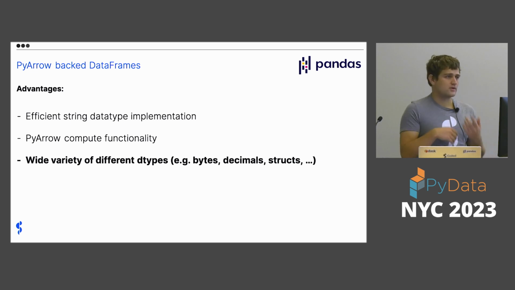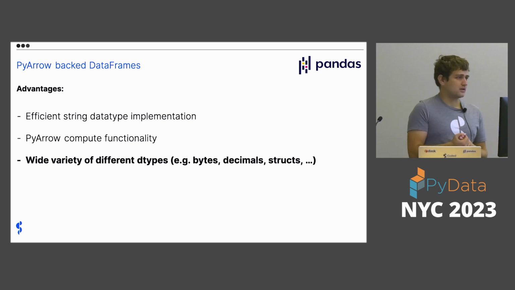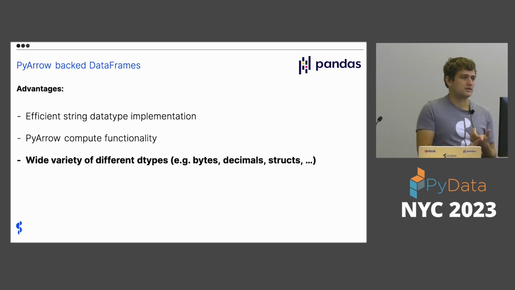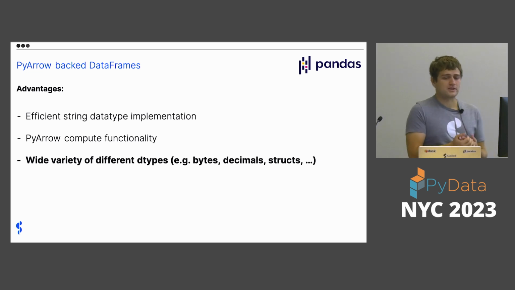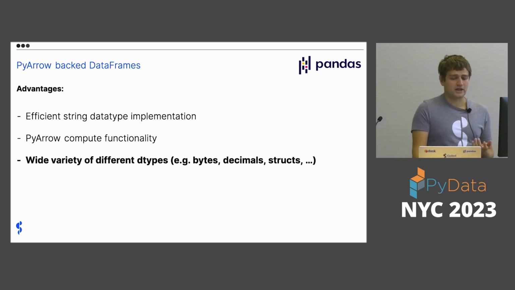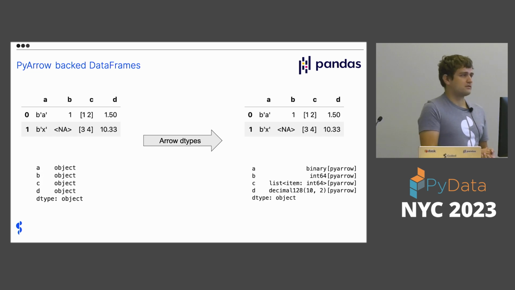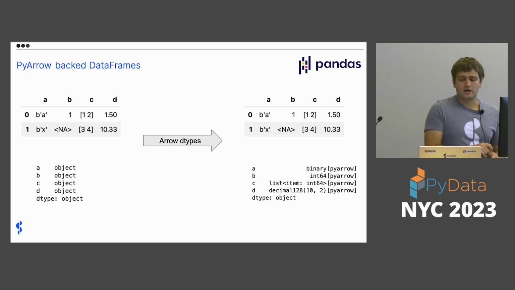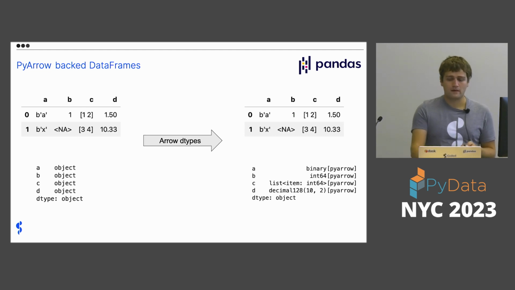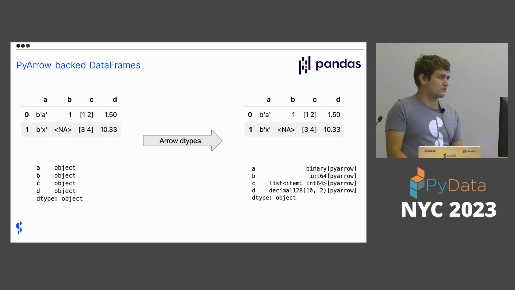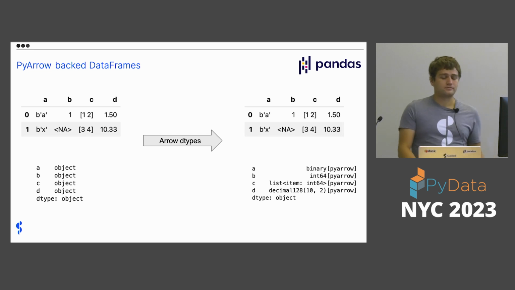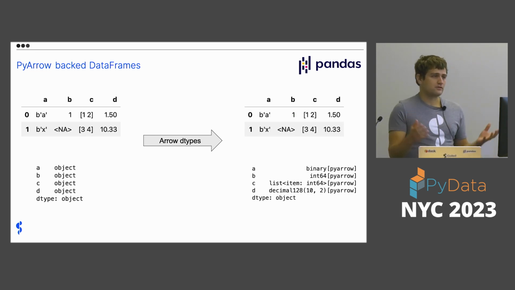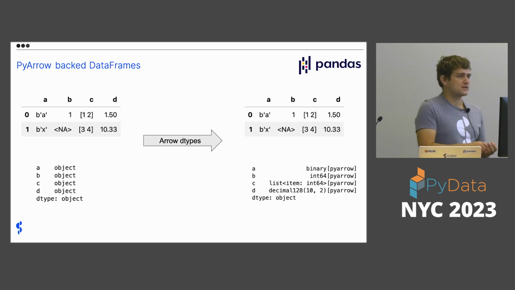Also, we can just represent a lot more data types. If you have bytes or decimals or nested data like structs or lists, all of this is object in pandas. But in Arrow, we have specific data types for that. So for one, the implementation is more efficient, and two, memory usage is a lot lower than it would be in NumPy object. This is the biggest advantage at the moment for us. All these different data types, and they have consistent UX.